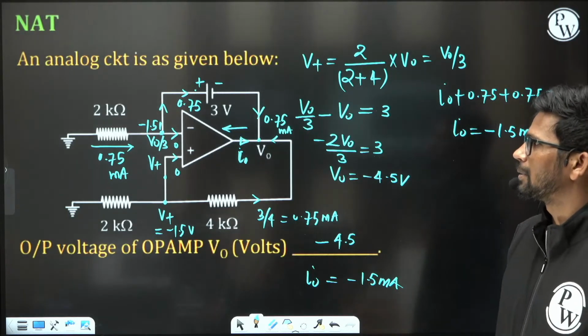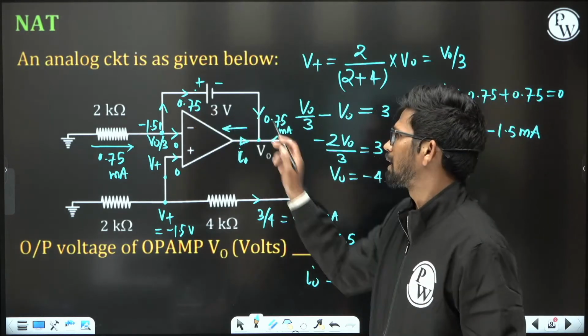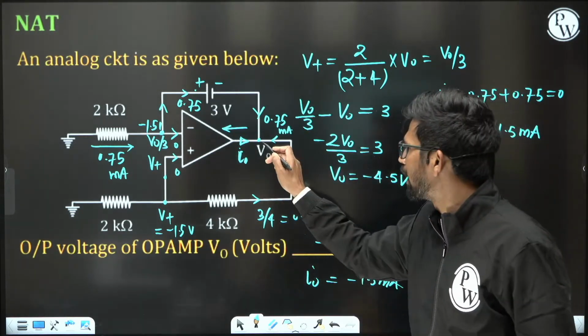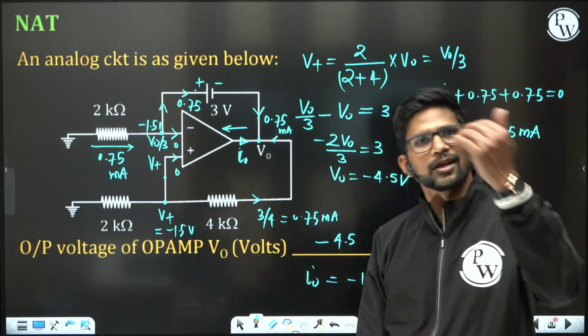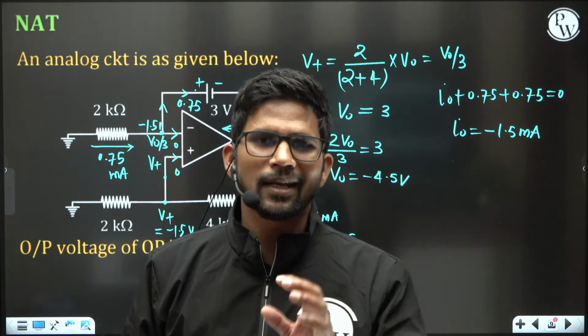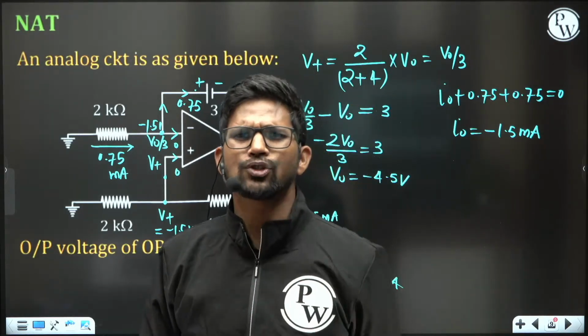That is wrong answer, beta. Current is coming from this direction, current is coming from this direction. There are 3 nodes converging at this point. So how can you say that only from one current you can find out the value of I naught? By applying KCL. KCL and KVL will never fail actually.